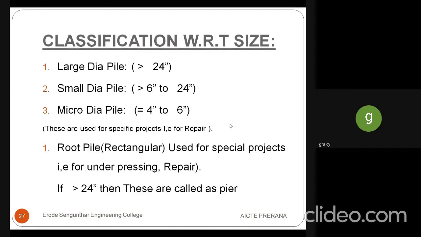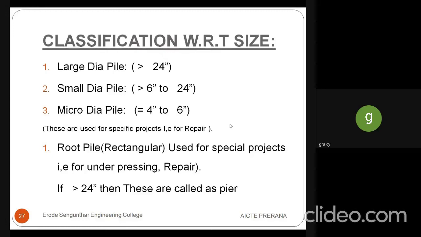Then the root pile, or it is like a rectangular shape. It is used for special projects. It may be used for underpinning or pre-stressing work or repair work. If it is more than 24 inches, we may call it a pier.